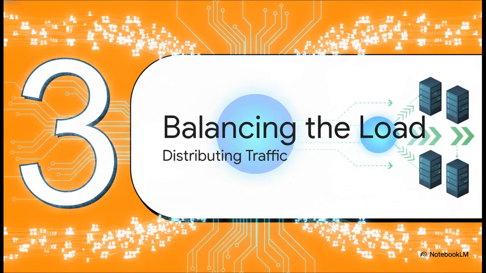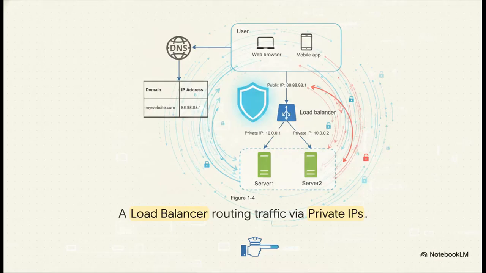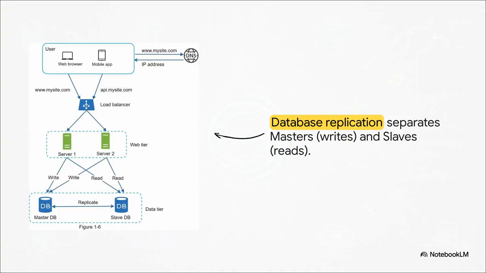All right, stage 3, balancing the load. So we know we got to horizontally scale out to survive. But how on earth do we route thousands of unpredictable users to multiple servers without it turning into total chaos? Enter a real game changer, the load balancer. Think of it as a highly efficient traffic cop. It sits right at the front, intercepts all those public requests, and safely routes them to our web servers using private IPs, keeping them safe from the open internet. And the best part? If server 1 decides to crash, the load balancer just gracefully reroutes everyone to server 2. Crisis averted.